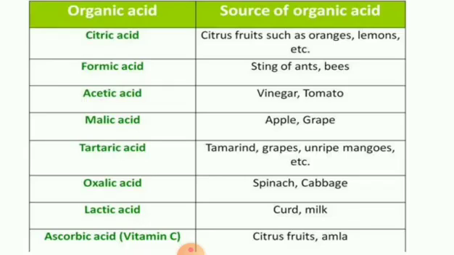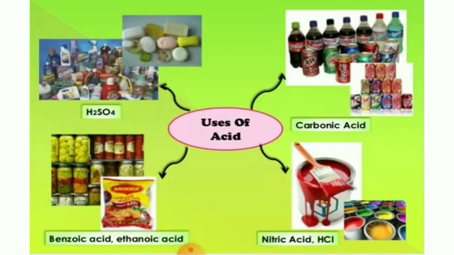On the other hand, acids produced artificially in industries are called what acid? Inorganic acid, right? Minerals are inorganic acids. For example, HCl, H2SO4, carbonic acid, nitric acid, benzoic acid. So these are the inorganic acids. Do you follow, students? So what are they? Inorganic acids: hydrochloric acid, sulfuric acid, nitric acid, carbonic acid.